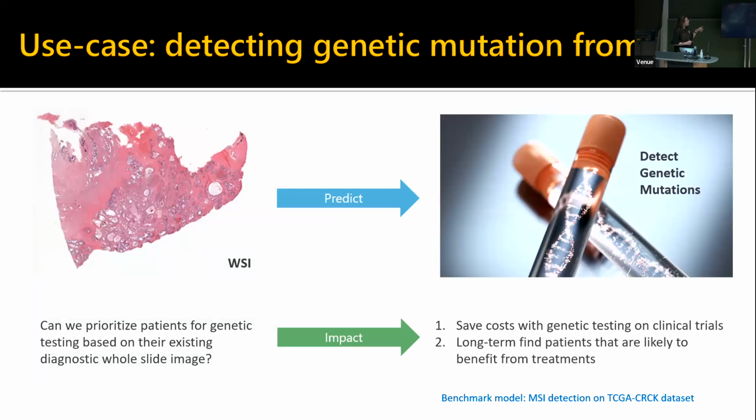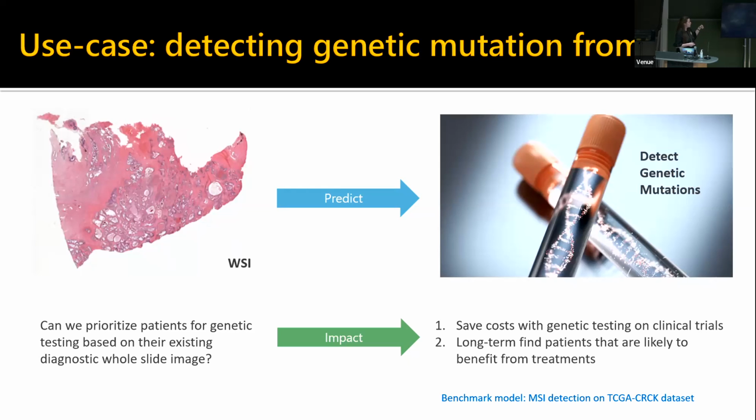So let me tell you about the 2 use cases we focus on in our team in the past few months. The first one is detecting genetic mutation from H&E slides. And in this case, the benchmark model that we developed is based on the TCGA-CRCK dataset that is freely available. This is a colorectal cancer dataset. And in particular, there are labels available for microsatellites, stability and instability. That is a genetic mutation.